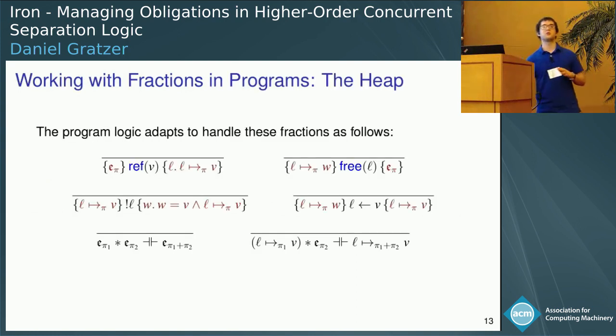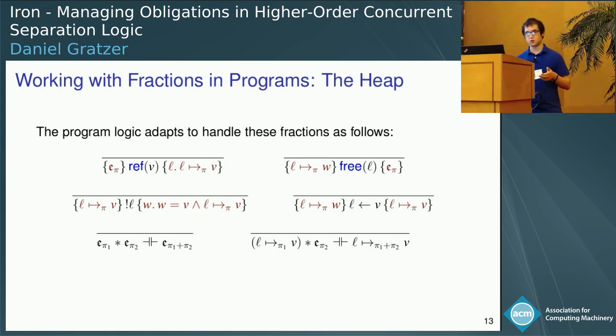So with that in mind, let's look at some new rules. The idea here is that we basically instrument the standard rules with fractions. If you have permission for some empty heap, we can allocate a new reference in it, and that reference gets the same pi as the empty heap had. When we free something, it's exactly the opposite rule. The rules for reading and writing are exactly as they were without fractions. We've just added pi's everywhere. In particular, the rule for writing doesn't require that the fraction is 1.